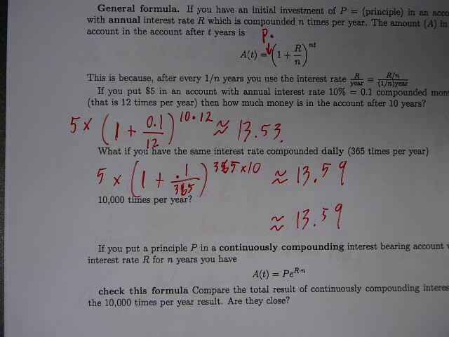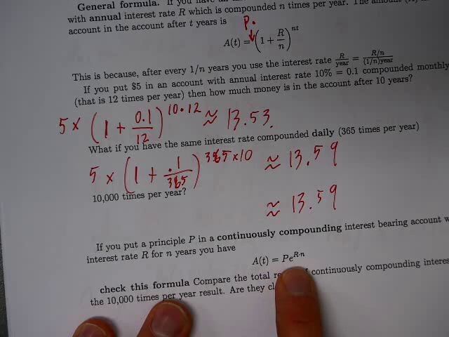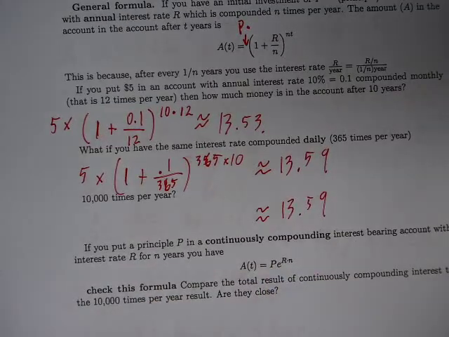And in fact, here's what it stabilizes to. If you have an initial principal P in a continuously compounding interest-bearing account, so it doesn't compound every day, every second, it compounds every moment, the formula for how much you'll have at the end will be the initial principal times e raised to the rate R times N, where N is the number of years. And let's just check that this is actually reasonable.